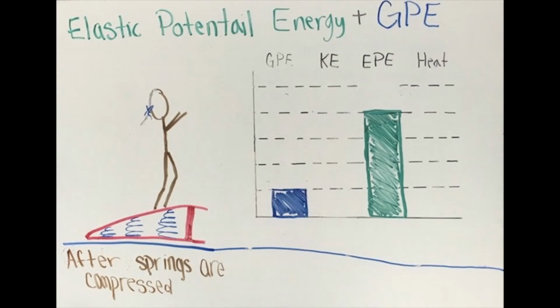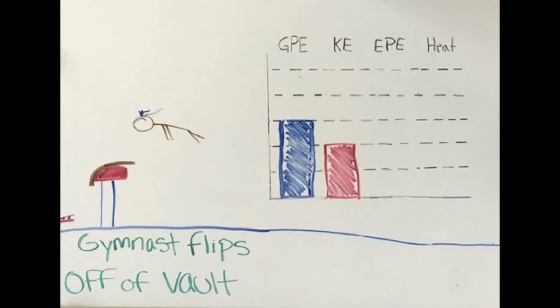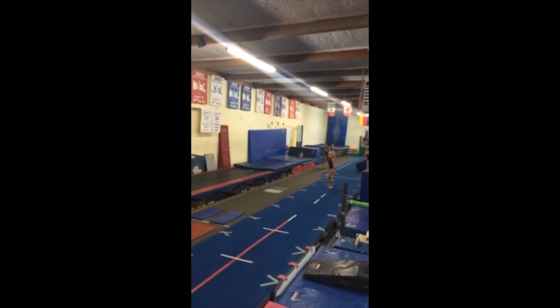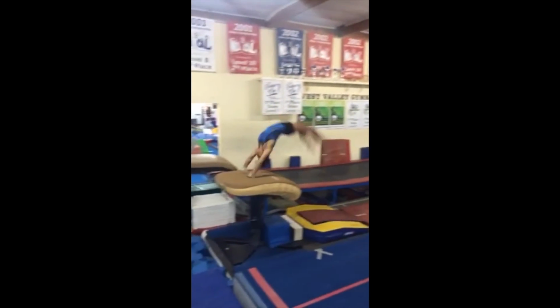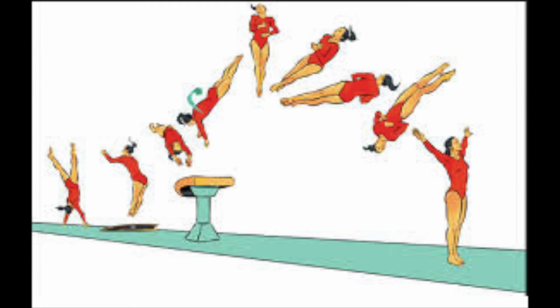After the springs are compressed, I lose EPE and gain GPE. While I'm flipping off the vault, I have gravitational potential energy, but I have some KE because I'm moving at a constant speed. Just to elaborate more, as the gymnast flips through the air, her kinetic energy increases as her potential gravitational energy decreases, and no energy is lost or gained.